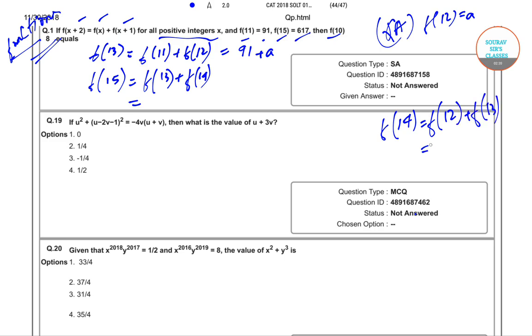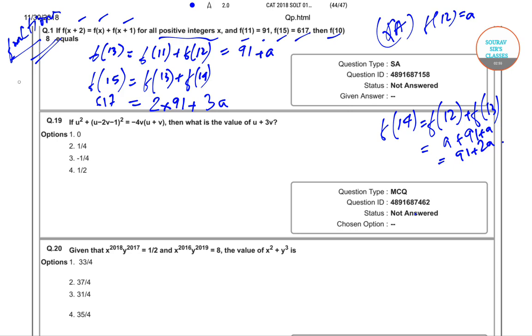F of 12 we have already found, that is equal to a, and f of 13 is 91 plus a. So f of 14 is equal to 91 plus 2a, and f of 13 is equal to 91 plus a. Adding them, we have 2 into 91 plus thrice a, and this f of 15 is equal to 617. 2 into 91 is basically 182.